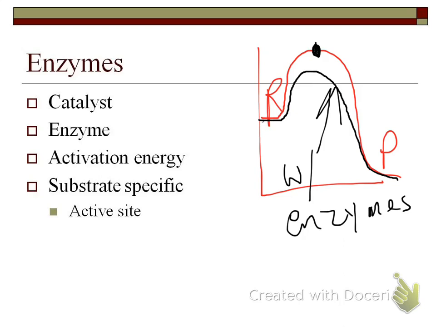Now, there's a couple terms up here. A catalyst basically reduces the activation energy, and the way it does that is essentially by using an enzyme, and then it talks about the substrate specific. Here's what that is.